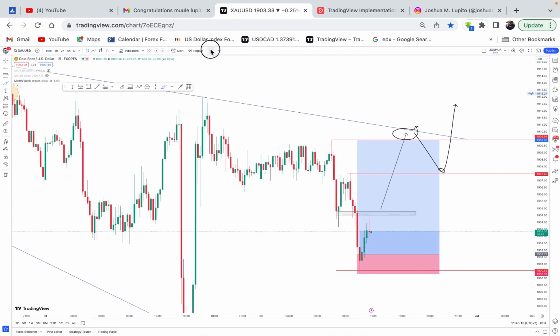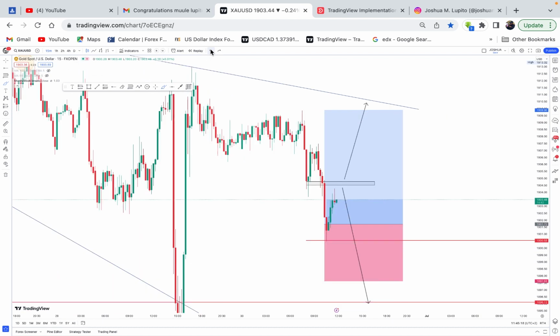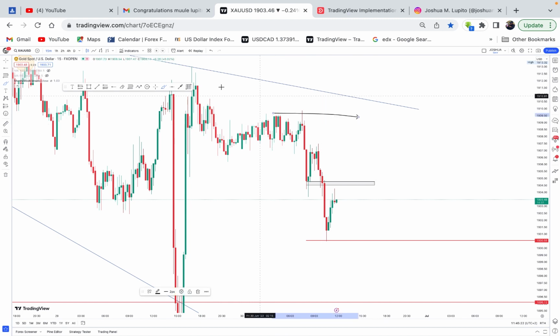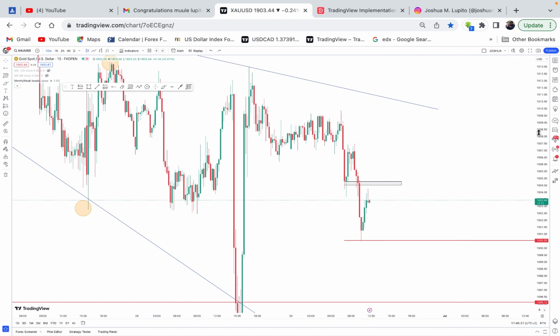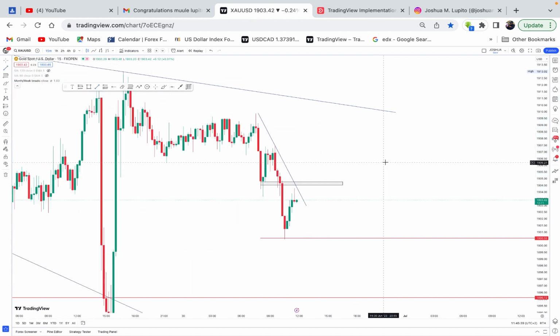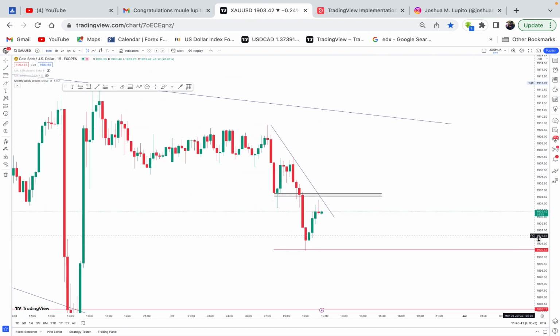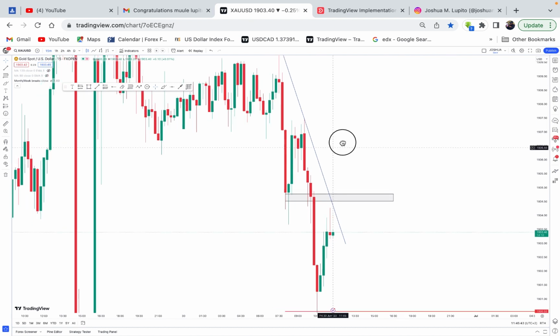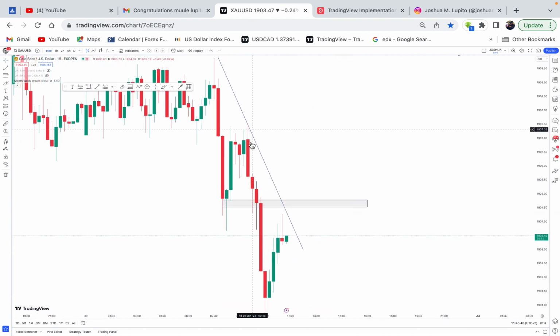Okay, so if we can see, buyers are still active in the market, and they are looking to fight the sellers in order to break this structure. So yeah, that is clear. It is not an uptrend unless we break above this particular point.